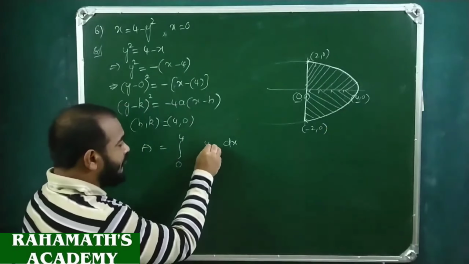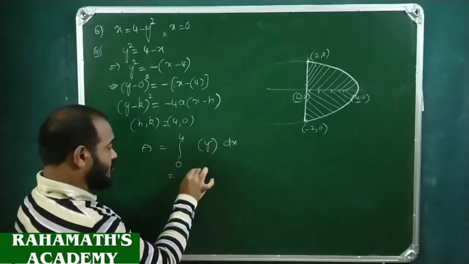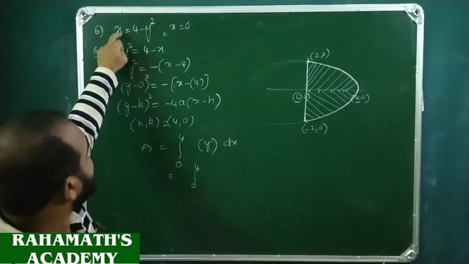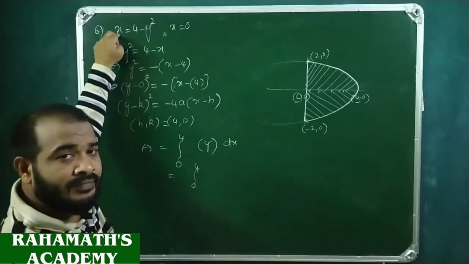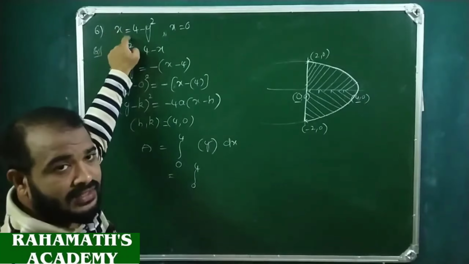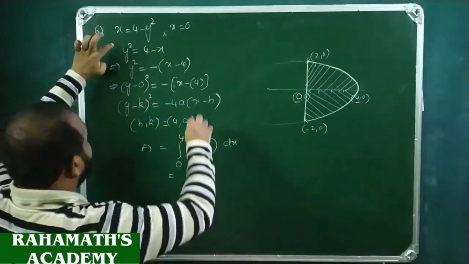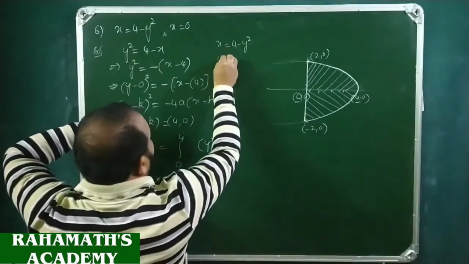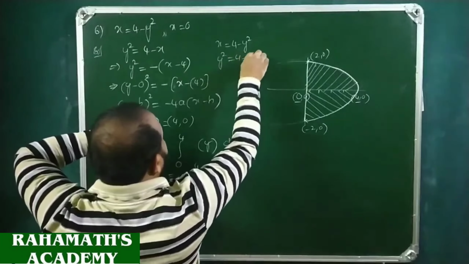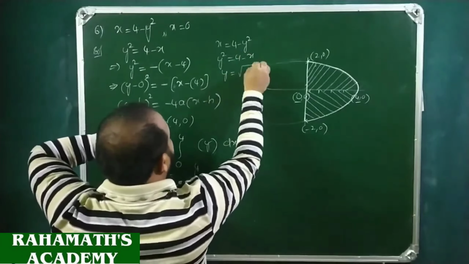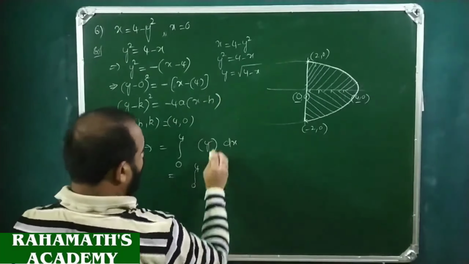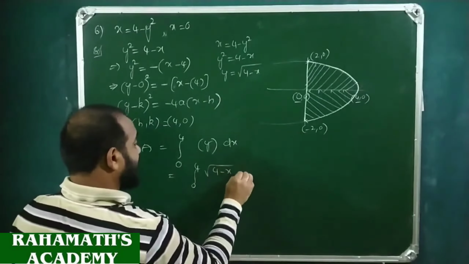Dx is followed by y dx, right? So 0 to 4, what is y? It can be framed by the given equation. X equals 4 minus y square, so y square equals 4 minus x. Y is equal to square root of 4 minus x. So this y can be replaced by root 4 minus x dx.